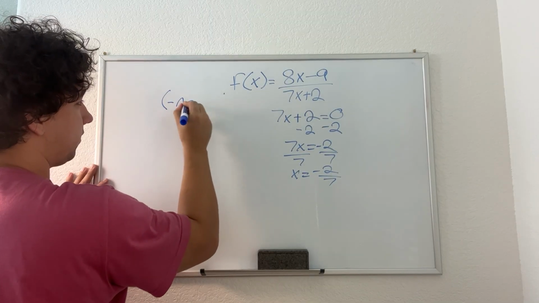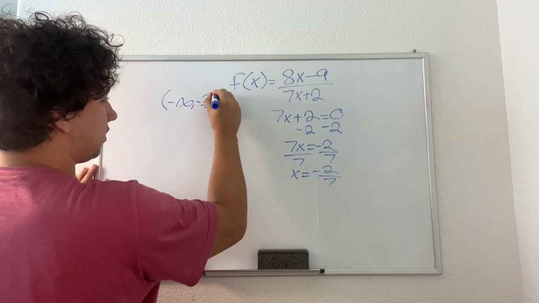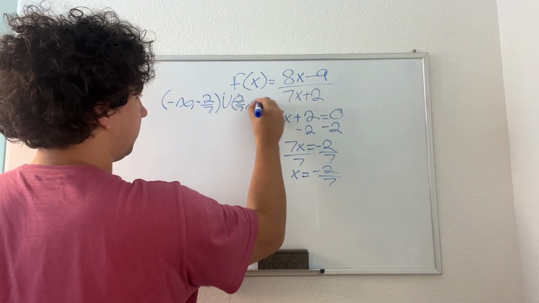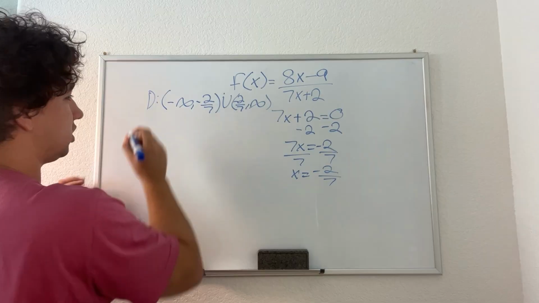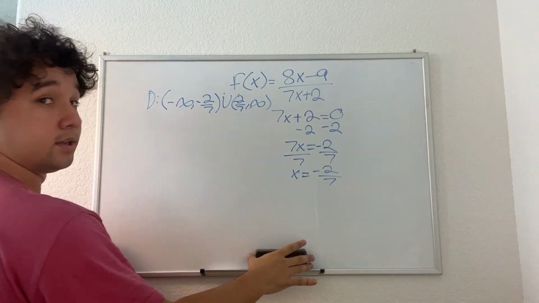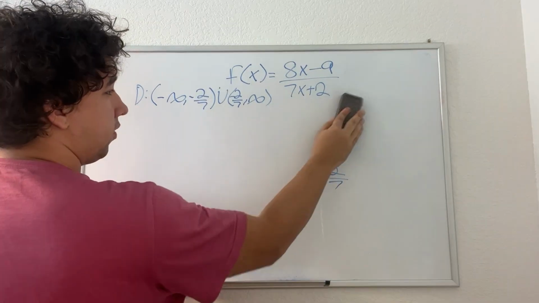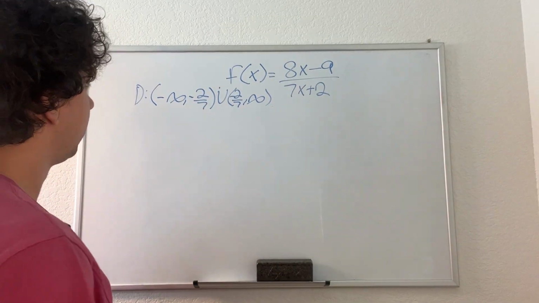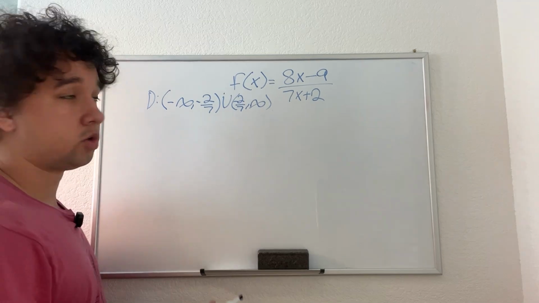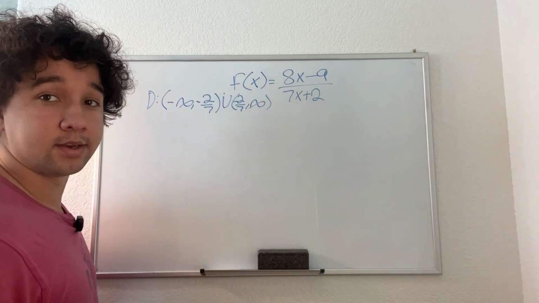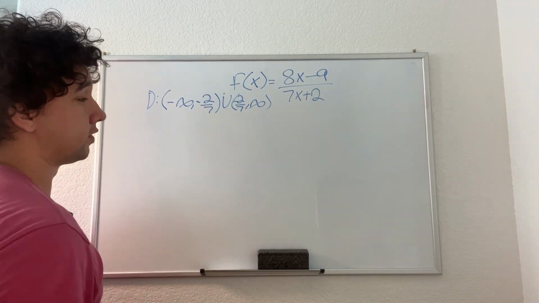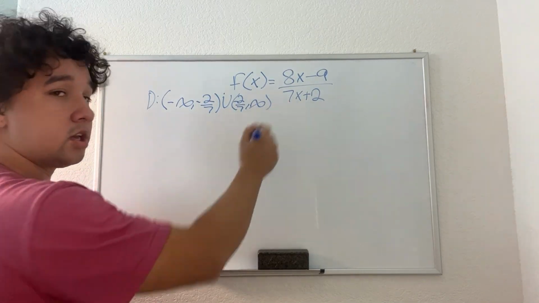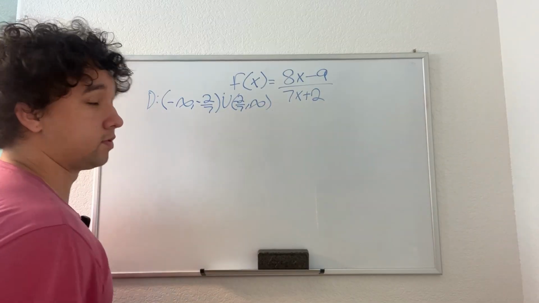So negative infinity to negative 2 over 7, union negative 2 over 7 to infinity, is equal to my domain. Now your question probably is, why is it open on that interval? Why do you have open parentheses there? Well, like I said, I'm just trying to find when it isn't. So the only time it isn't is negative 2 over 7. And now you're like, why is it not closed? Because it can't actually equal negative 2 over 7, because if I plug in negative 2 over 7, I get 0.